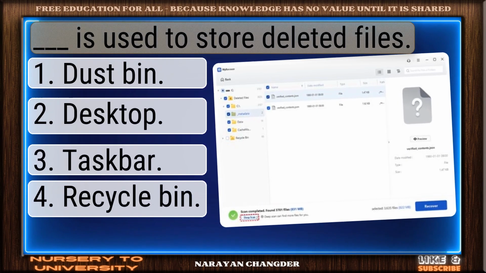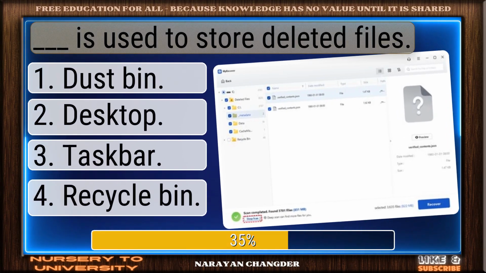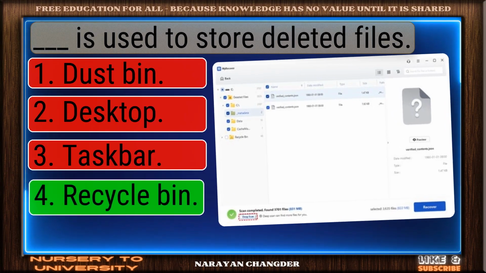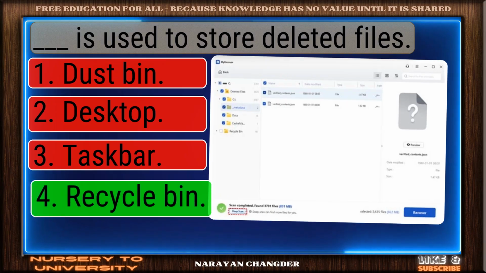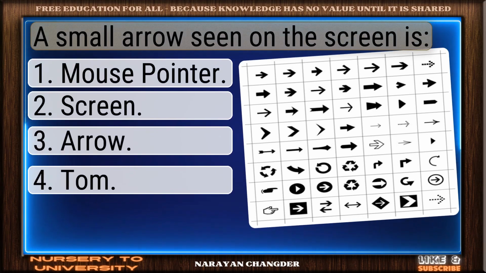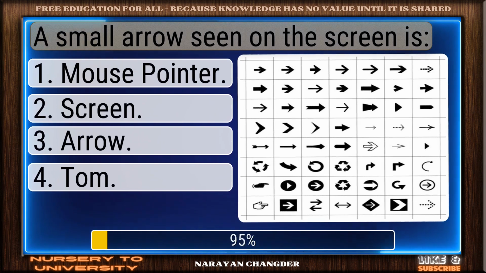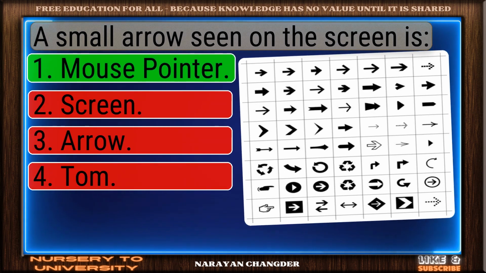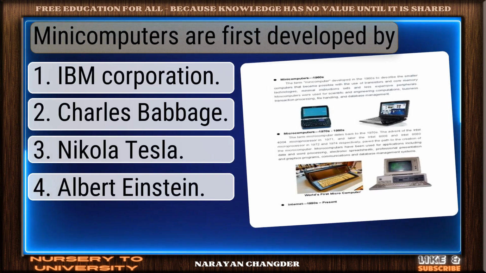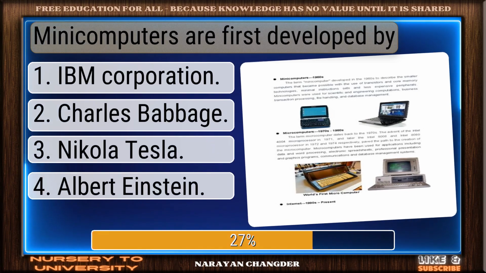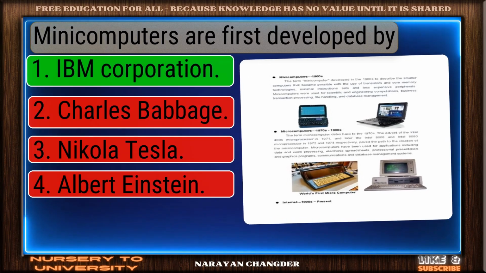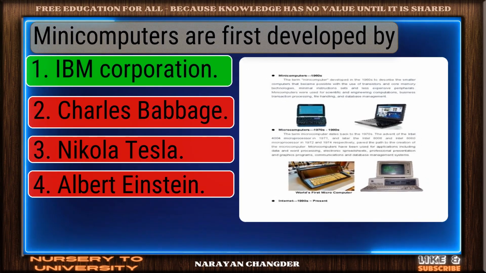Dash is used to store deleted files. Clear logic. Recycle bin is sound. A small arrow seen on the screen is. You got it. Mouse pointer fits. Minicomputers were first developed by. Good job. IBM Corporation works well.